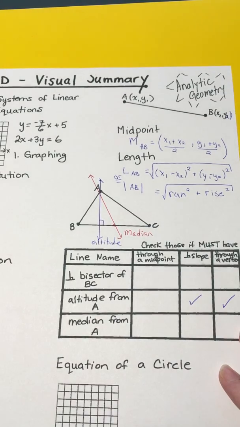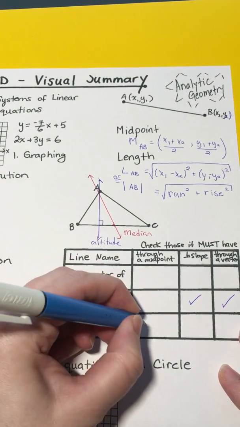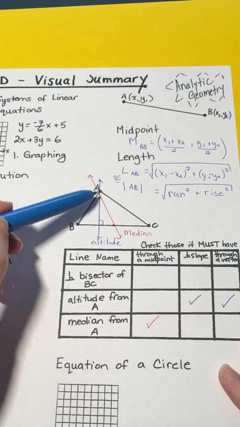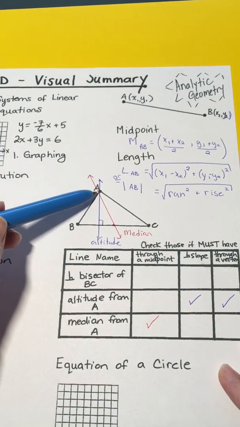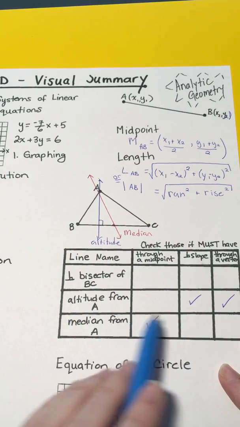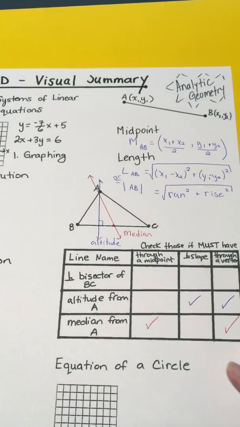And our median, so it goes through a midpoint, yes. That should go through A. It does not go perpendicular to any line here, but it does go through a vertex.